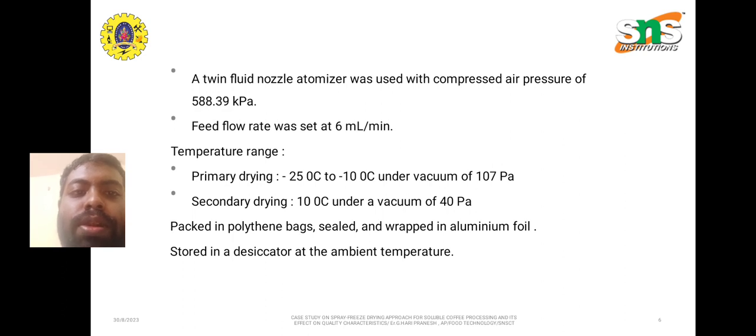There are two temperature ranges, one for primary drying and the second for secondary drying. In primary drying, the temperature range is about minus 25 to minus 10 degrees Celsius under a vacuum of 107 pascals. The secondary drying is at 10 degrees Celsius under a vacuum of 40 pascals. After that, it is packed in polyethylene bags, sealed and wrapped in aluminum foil. Later, it is stored in a desiccator at ambient temperature, that is room temperature.